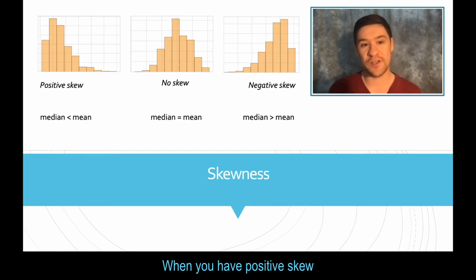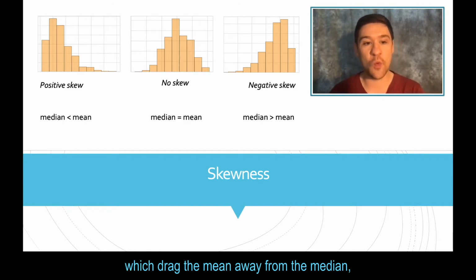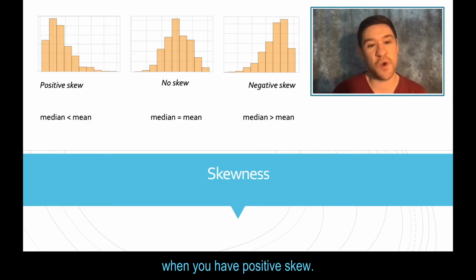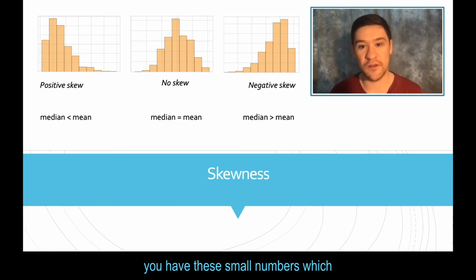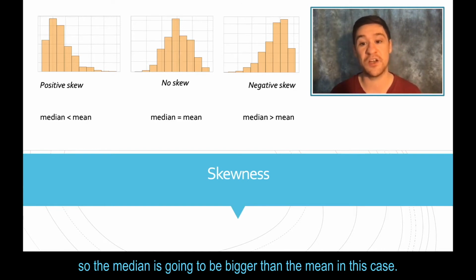When you have positive skew, you have a lot of big numbers which drag the mean away from the median. So the mean is going to be bigger than the median when you have positive skew. And then the opposite, when you have negative skew, you have these small numbers which are going to drag the mean away from the middle. So the median is going to be bigger than the mean in this case.